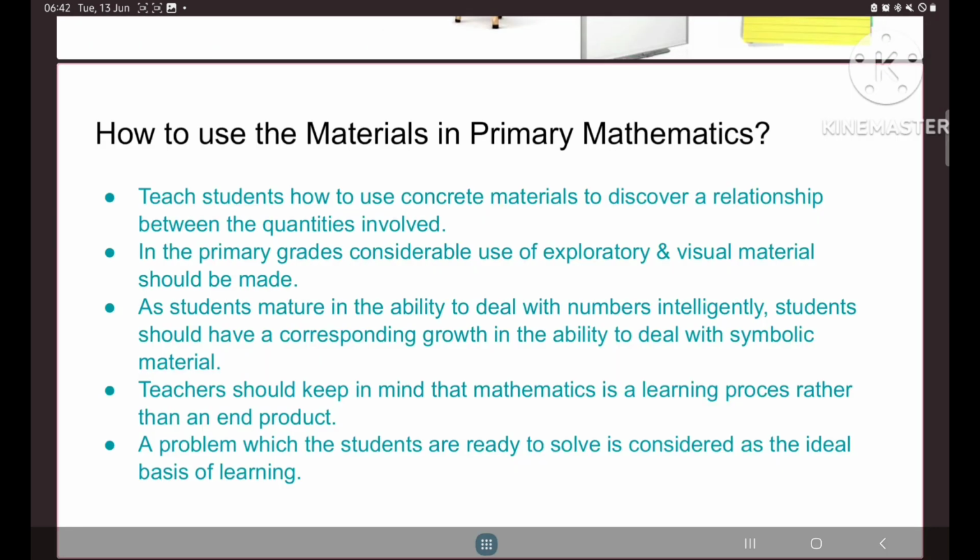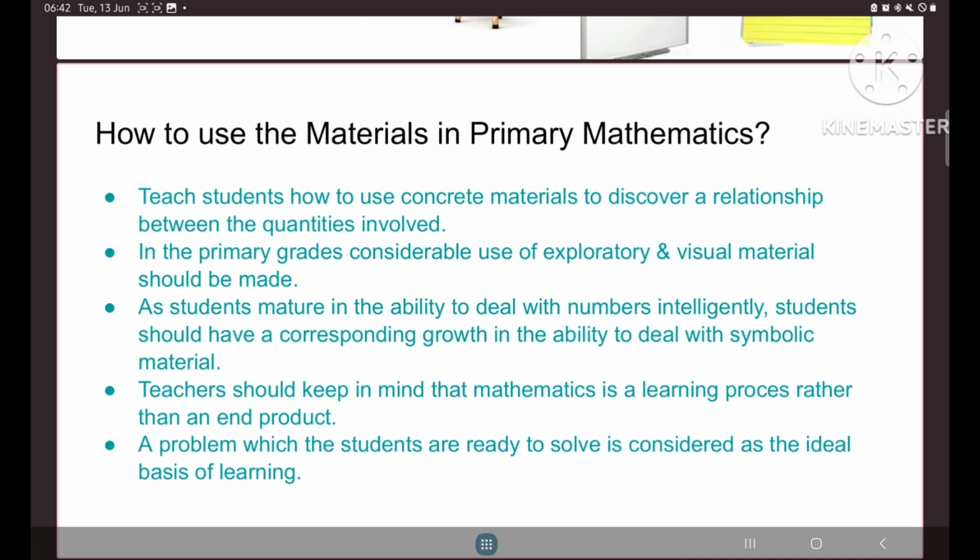How to use the materials in primary mathematics. Teach students how to use concrete materials to discover a relationship between the quantities involved. In the primary grades, considerable use of explanatory and visual material should be made. As students mature in their ability to deal with numbers intelligently, students should have a corresponding growth in the ability to deal with symbolic material.